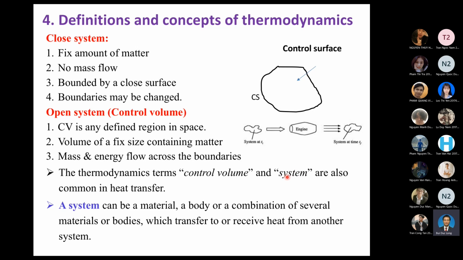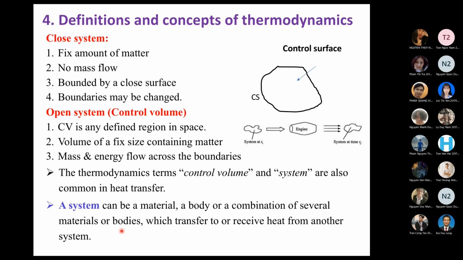So the system here, we call what is a system. A system can be a material. It can be a bar of steel, a bar of copper, a cube of any piece of material can also be considered a system. A body, or a combination of several materials or bodies. You can combine two pieces, one copper and one nickel, and that also makes a system in this context.